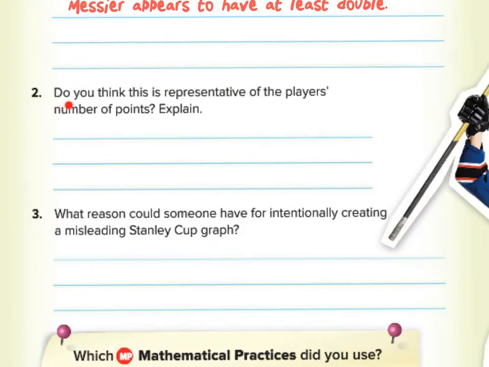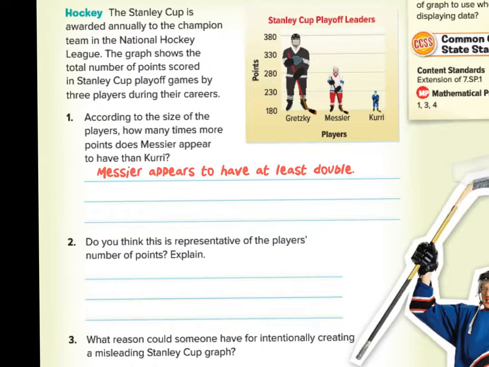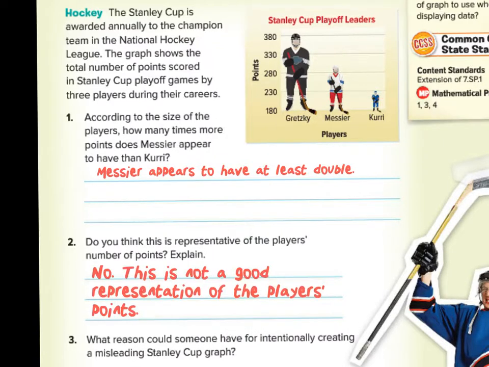Question 2. Do you think this is representative of the players' number of points? Well, if we look at the graph again, we have to say that no, this is not a good representation, because Messier looks like he has double the number of points, but in reality, he only has possibly at most another 70 points. So no, this is not a good representation of the players' points because again, it's misleading in the size.